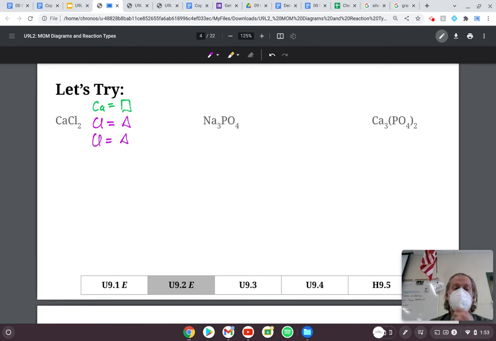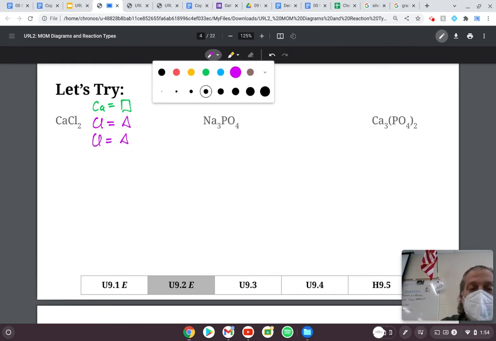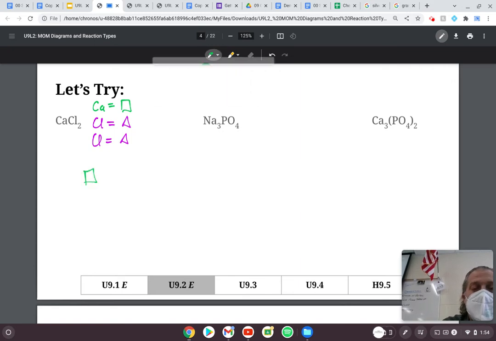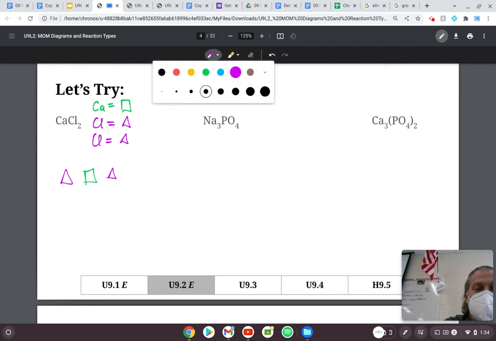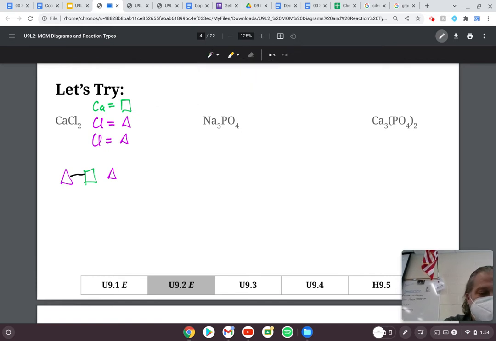So when I go to draw this structure, I always try to draw the structure so the same shapes are not next to each other. And in this case, I'm going to look for the odd numbered out shape, which in this case is the square, and place that one in the middle. So my model of matter diagram for CaCl2 would look something like this. So far, so good?